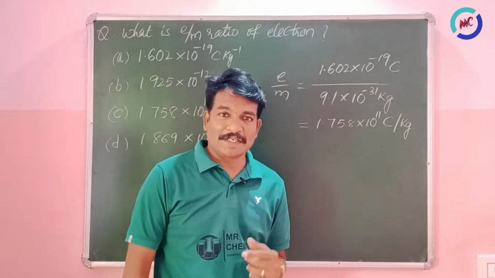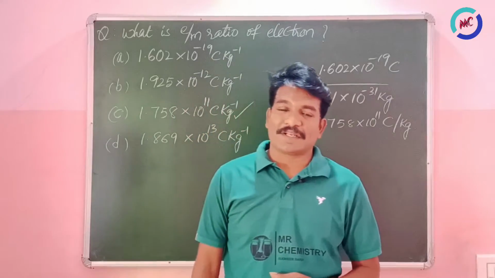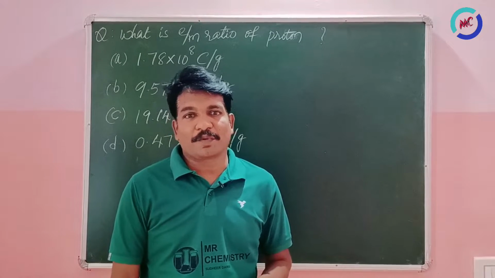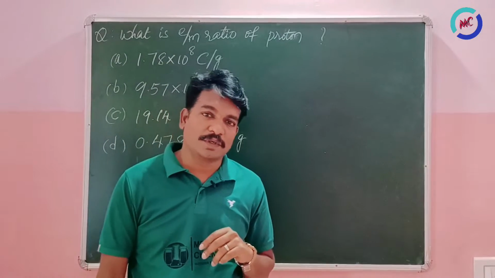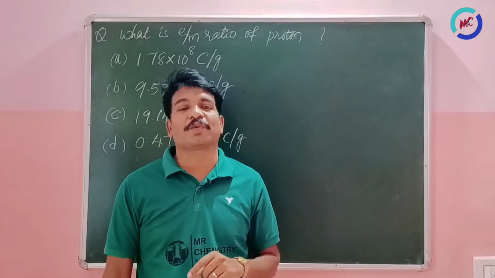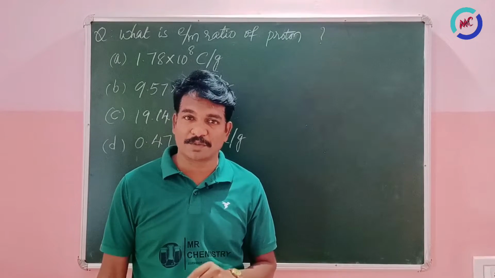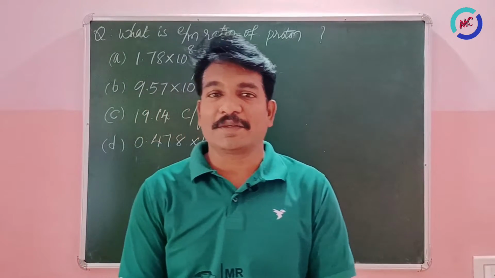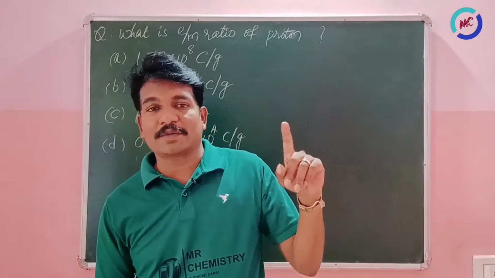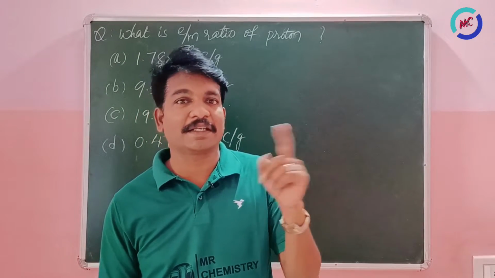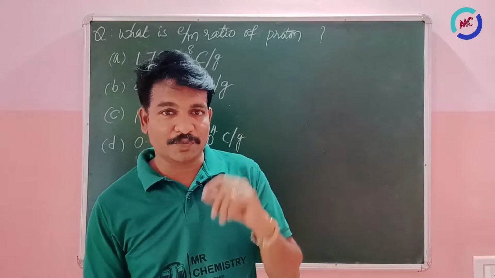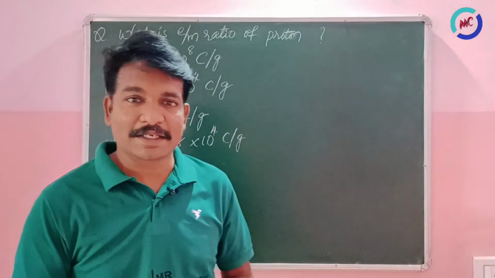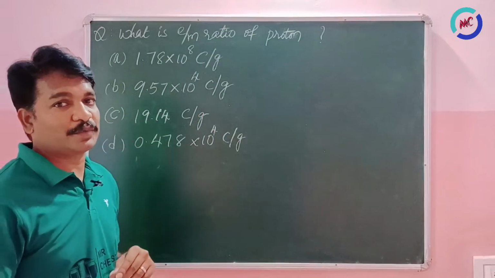Okay, and next we will discuss E by M ratio of proton and neutron. To find out E by M ratio of proton, we have to know what is the charge of proton and what is the mass of proton. And here you have to know one important thing, that is the charge of electron and proton is the same, that is 1.602 into 10 to the power of minus 19 coulombs. Here in case of electron we are using a negative sign before that charge, and in case of proton we are not using that negative sign, we are using a positive sign before 1.602 into 10 to the power of minus 19 coulombs. Otherwise the charge is the same for both the things.